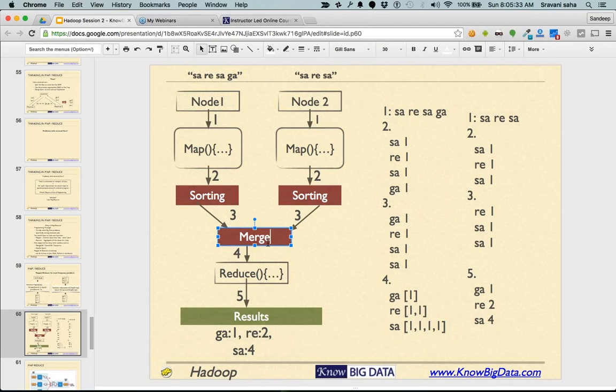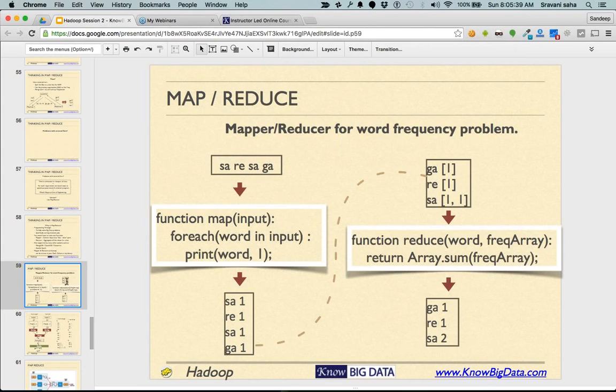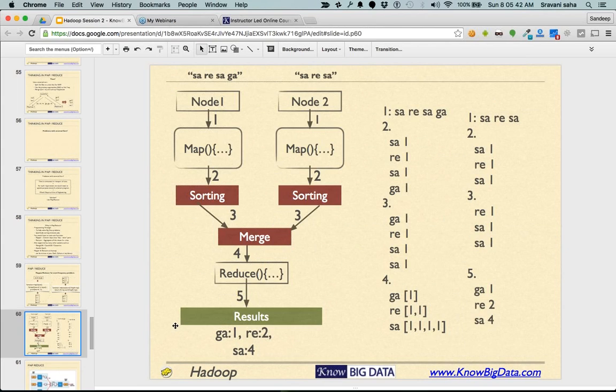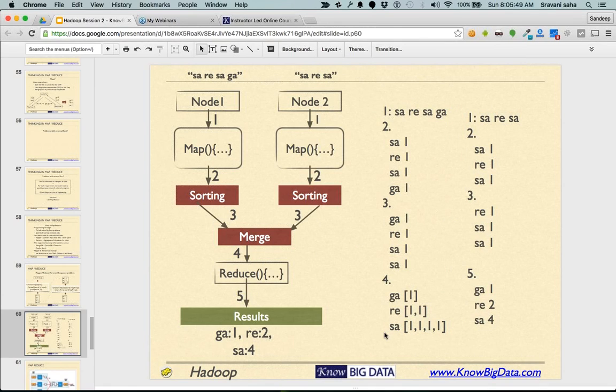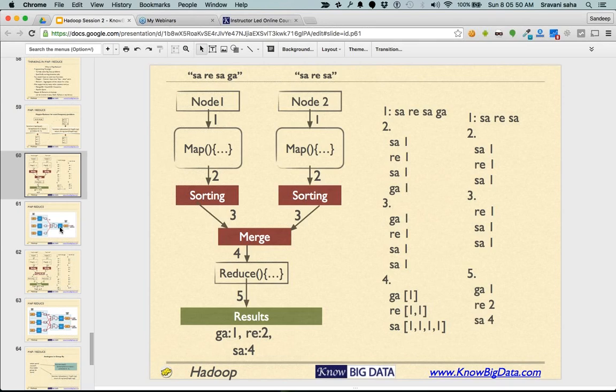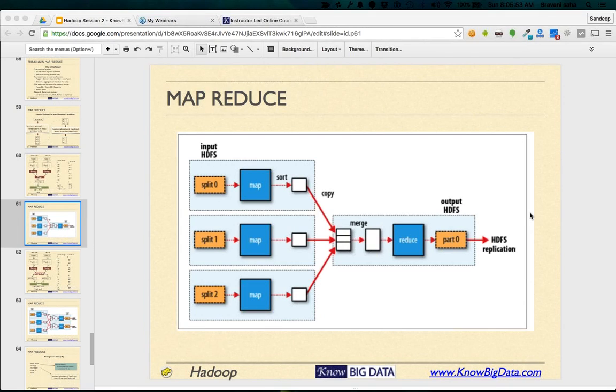After merging, we can run the reduce. Our reduce was doing nothing much but computing the sum of all the values, and therefore we'll get this result. Are you with me?